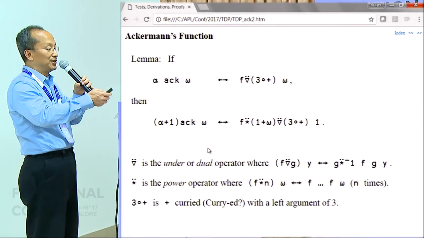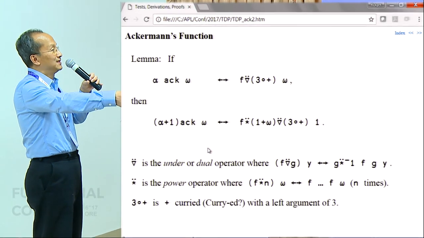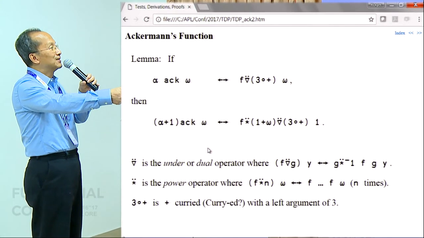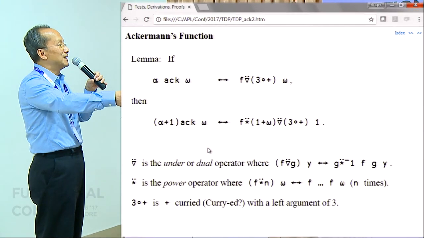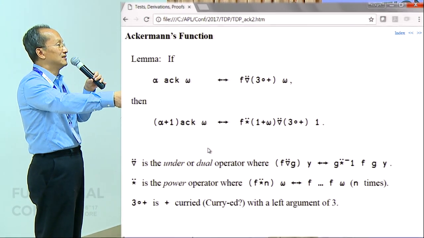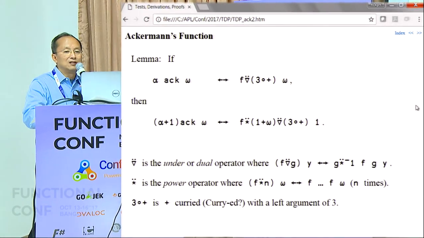It's actually a very curious thing that this 3 with plus pops up in the Ackermann function. But it seems to be mathematically necessary to have that. So now we're going to prove the lemma.